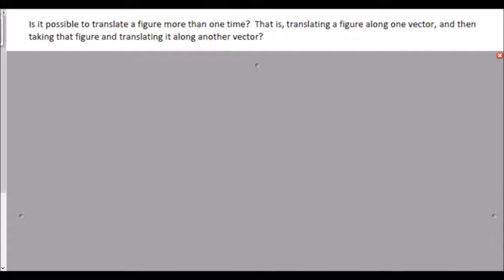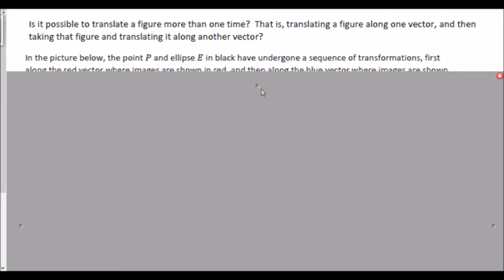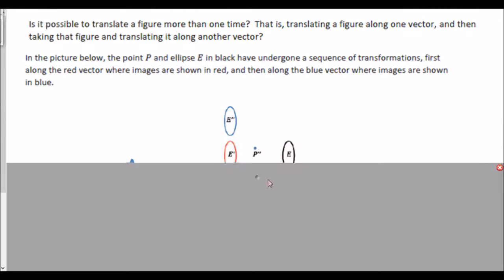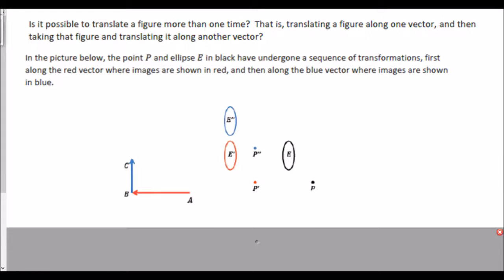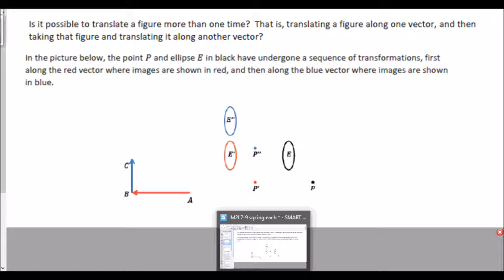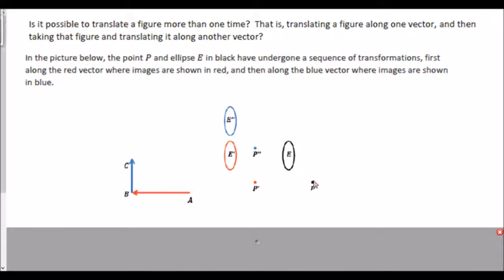Is it possible to translate a figure more than one time? Or can you translate a figure along one vector and then take that figure and translate it along another vector? So if we had 2 vectors, would it be possible to translate it along both of them? Let's find out.